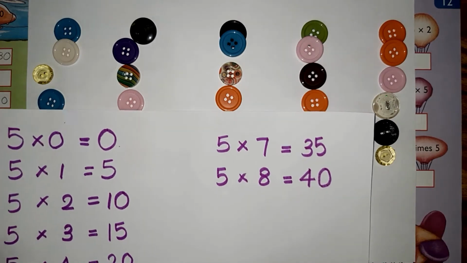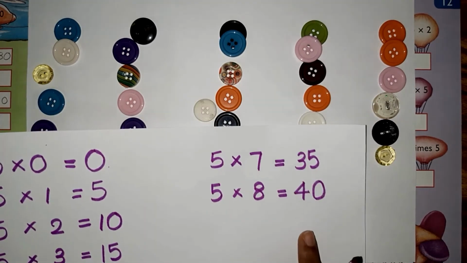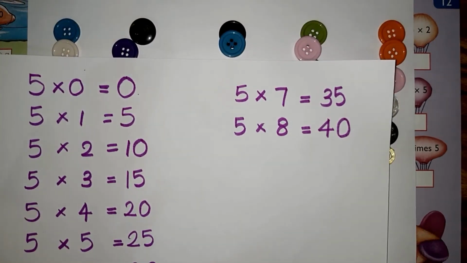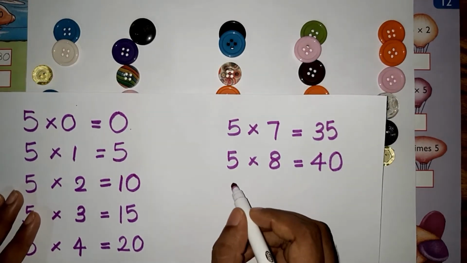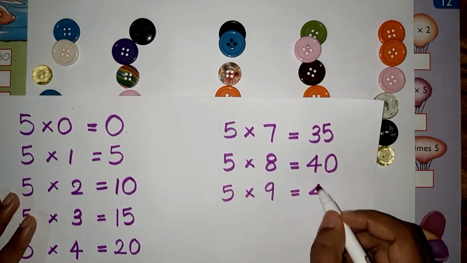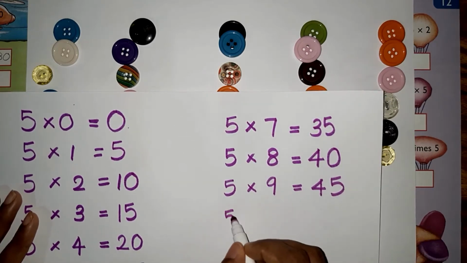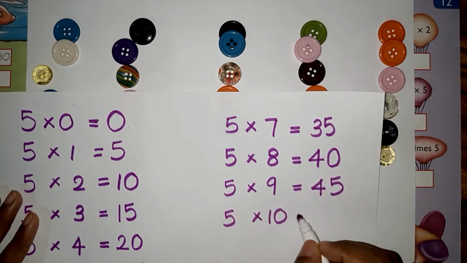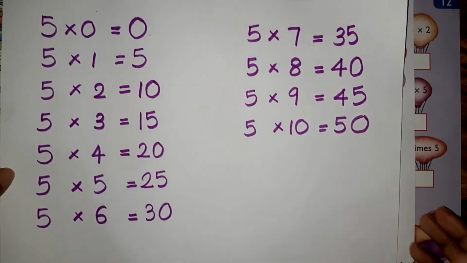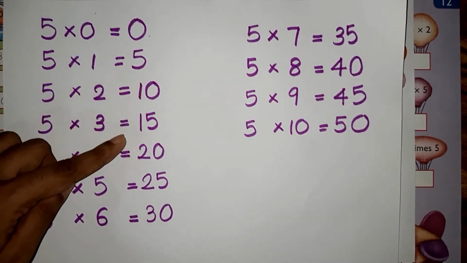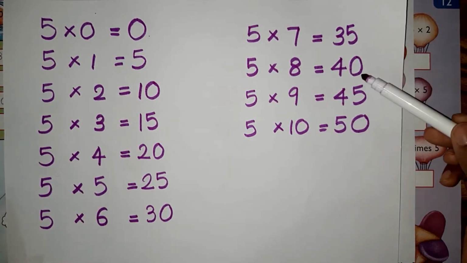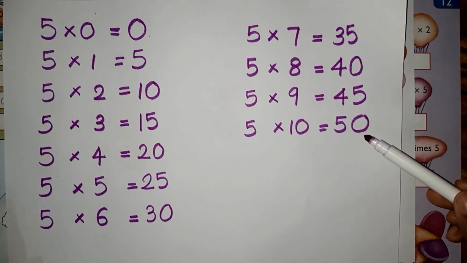If you have any doubt, then you can get the answer by using the objects that you have. So, or else you can simply add 5 by 5. Then 5 times 9, you will get 45. And then 5 times 10, you will have 50. Okay, so simply it's 5, 10, 15, 20, 25, 30, 35, 40, 45 and 50.